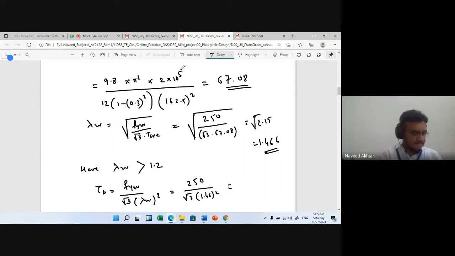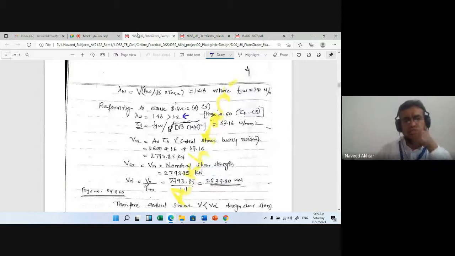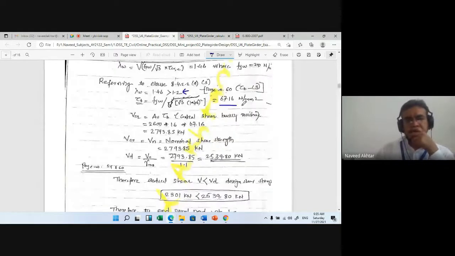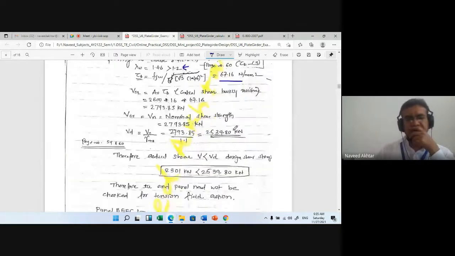Into 250, it is coming 67.08 again. Tau b is coming 67.08 Newton per mm square. Okay, maybe with some calculation it will be changing. Now we can find out the VCR.